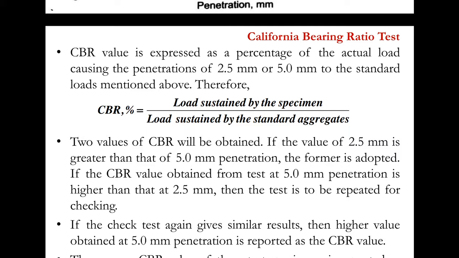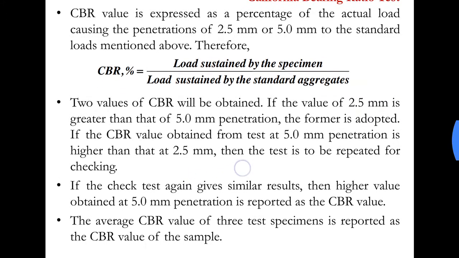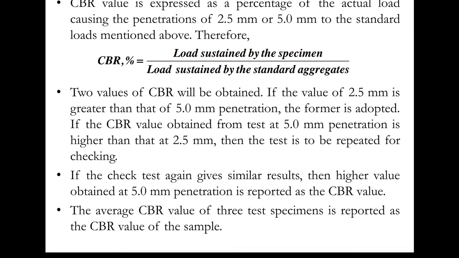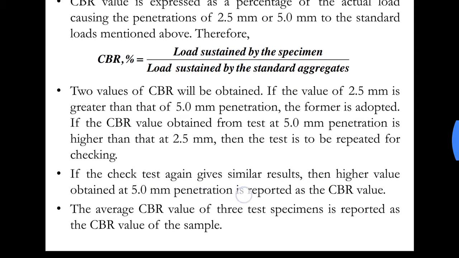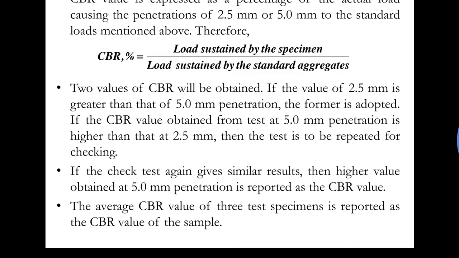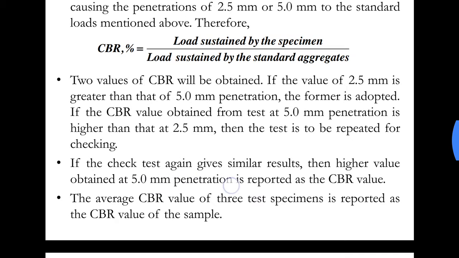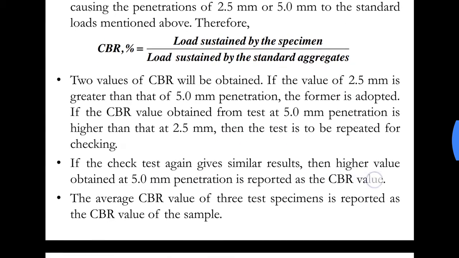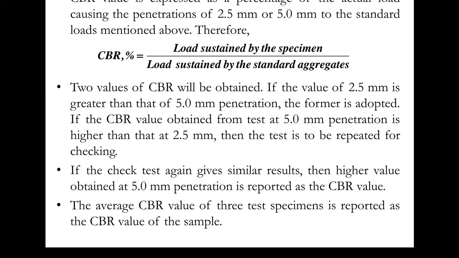If the check test again gives similar results, then the higher value which is obtained at 5 mm penetration is reported as the CBR value. So once again, even after conducting the test again, if we get the CBR value at 5 mm greater than that at 2.5 mm, then that higher value is considered as the CBR value of the specimen.